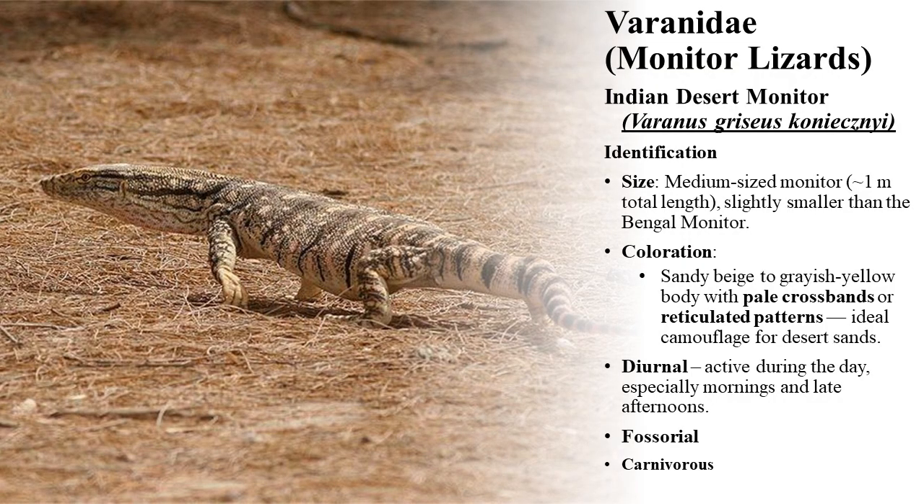Varanidae. Indian desert monitor, medium size monitor, approximately 1 meter in length, slightly smaller than the Bengal monitor. Coloration is sandy beige to grayish yellow, body with pale crossbands, diurnal, active during the day, especially morning or late afternoon. These are also fossorial and carnivorous in diet.